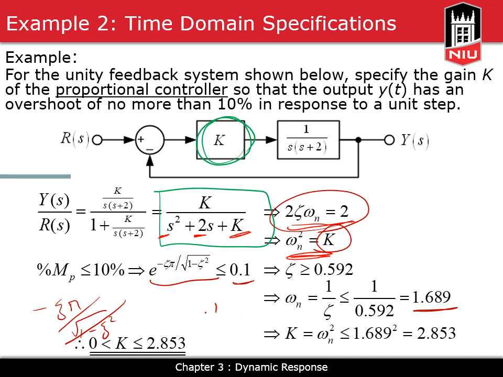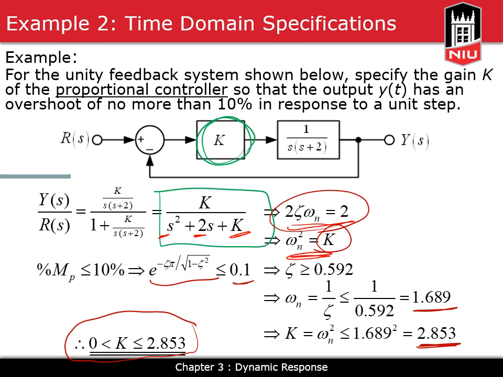Let me erase this so we can see everything. K is omega n squared. If omega n has to be less than 1.689, omega n squared has to be less than 1.689 squared. So this gives the maximum value for k. So basically, k has to be between 0 and 2.853 for the overshoot to a unit step input to be less than 10%.